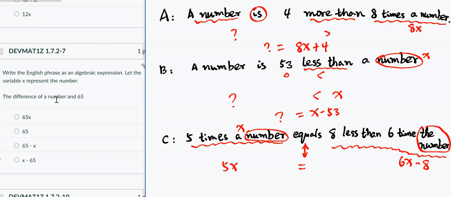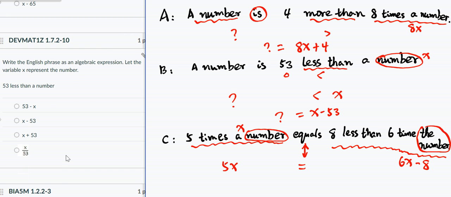This one is the difference of a number and 65. Difference means subtraction. The number goes first, and the 65 goes second. And then we use x minus 65. If it were 65 goes first, then the number, then it would be this one. So be careful. We should choose this one because English wording is in this way. Number goes first, so you put number here.